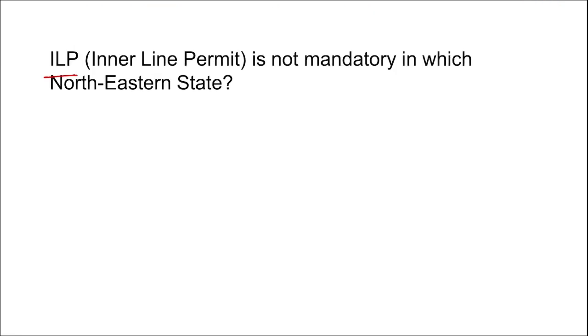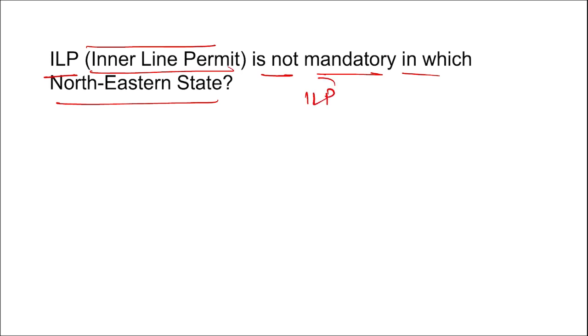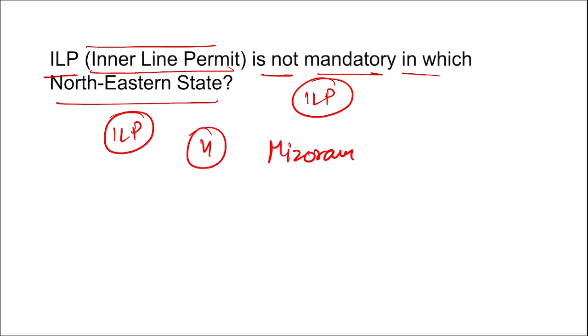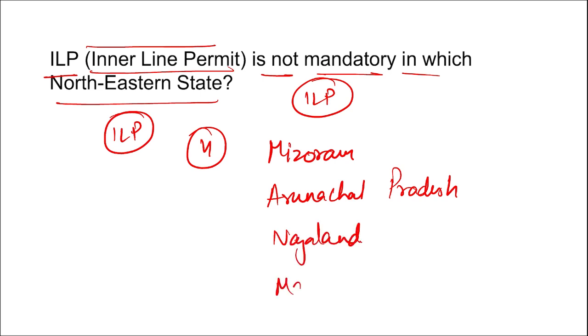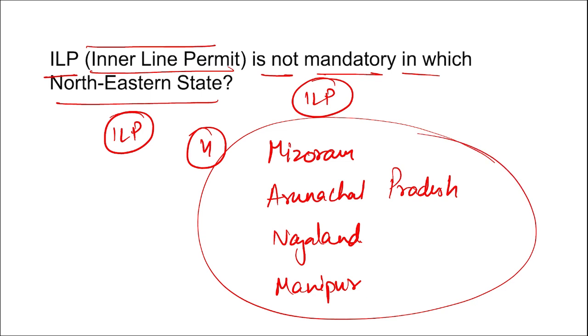Moving on. ILP, Inner Line Permit, is not mandatory in which northeastern state? Inner Line Permit. Highly important. What is the full form of ILP? Inner Line Permit is not applicable in which of the northeastern states? Apart from this, I'll tell you in which northeastern states Inner Line Permit is applicable. There are four northeastern states that you need to pay attention to: Mizoram, Arunachal Pradesh, Nagaland, and Manipur. These are the four northeastern states in which Inner Line Permit is applicable.